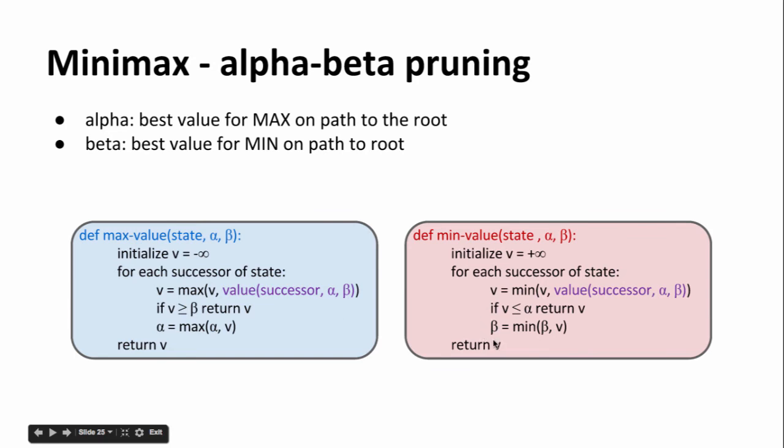The minimizer is kind of a symmetric case. If the value that we see for a min node is less than or equal to alpha, which is the best value for max on the path to the root, then we're guaranteed that the maximizer will never come down this branch, and we can again return v and not look at the rest of the successors. Okay, and then here we'll update beta to be the minimum between beta and this new value, so beta remains as the best value for min on the path to the root.